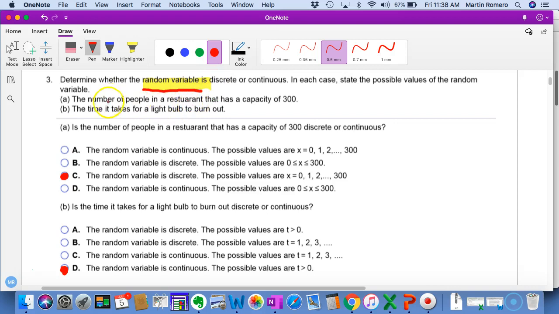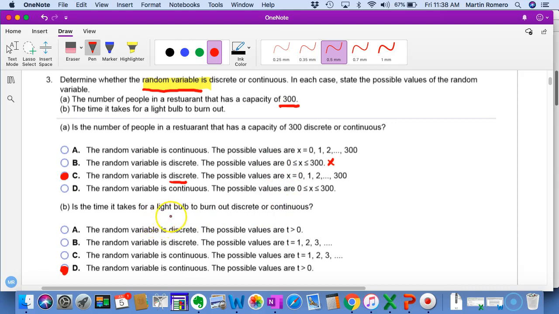So a potential variable would be the number of people in a restaurant that has a capacity of 300 people. And so just thinking about that, it's a random variable because if you walk into a restaurant, you don't know how many people are going to be in that restaurant, and the values would be from 0 to 300. And what's the probability that there'd be 20 people, 30 people? We don't know the answer right now, but it is a random variable. It is discrete, and the possible values are from 0, 1, 2, 3, all the way to 300. This one's not the answer because this would be a continuous situation here, so be mindful of that.